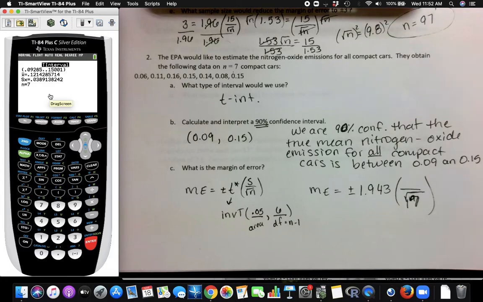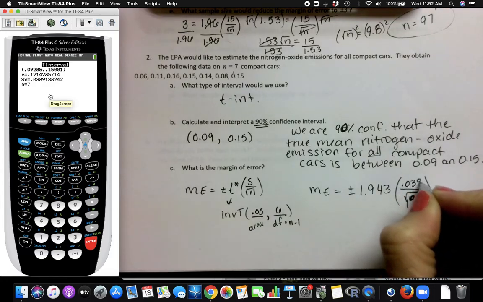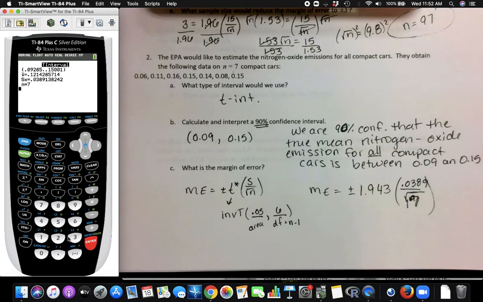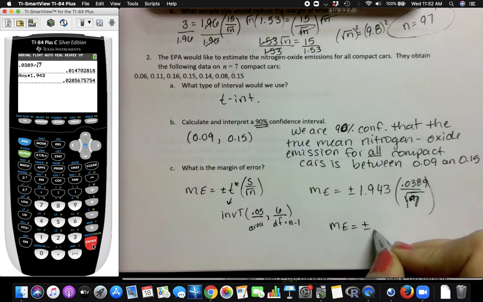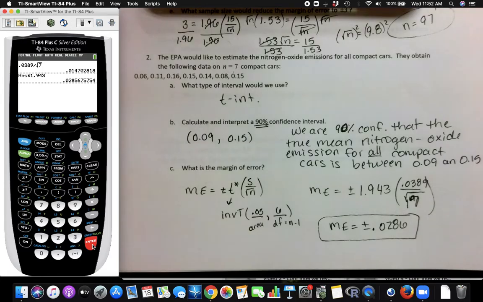Okay, so S is 0.0389, trying to round as little as possible. And I'm going to do divided by square root of 7. Then I have to multiply that by my critical value. So I've got 0.0286, and whatever that unit is. Again, I'm not sure.